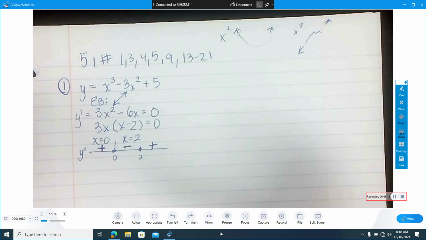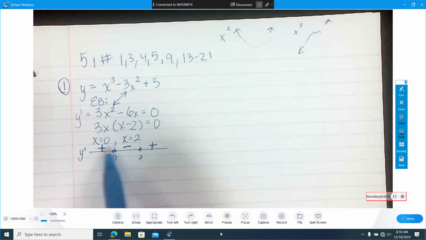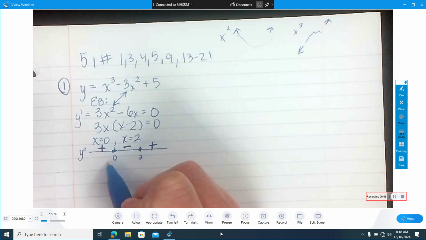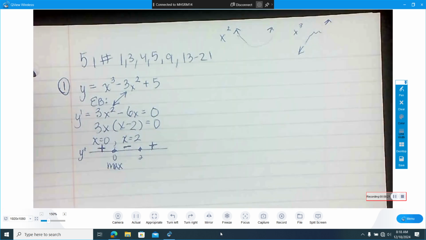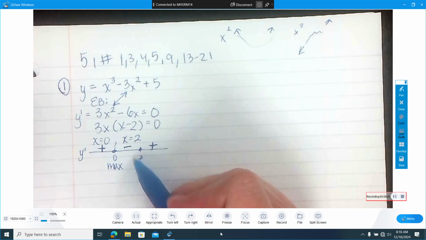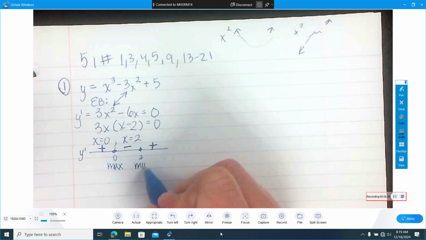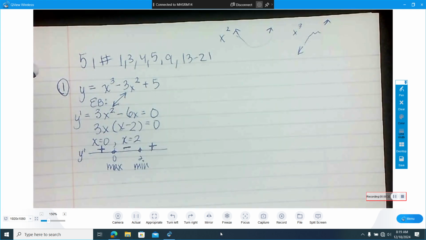And so by looking at our first derivative number line here, we're going from increasing to decreasing, uphill to downhill. So that makes this a maximum, a relative maximum at 0. And then we're going from downhill to uphill, so decreasing to increasing. So this would be a relative minimum at 2.